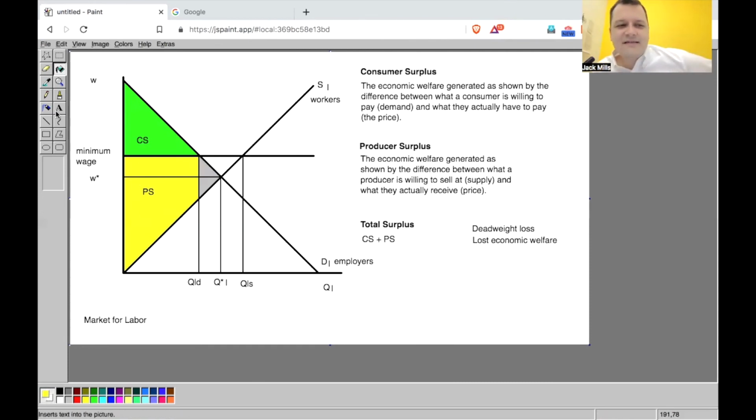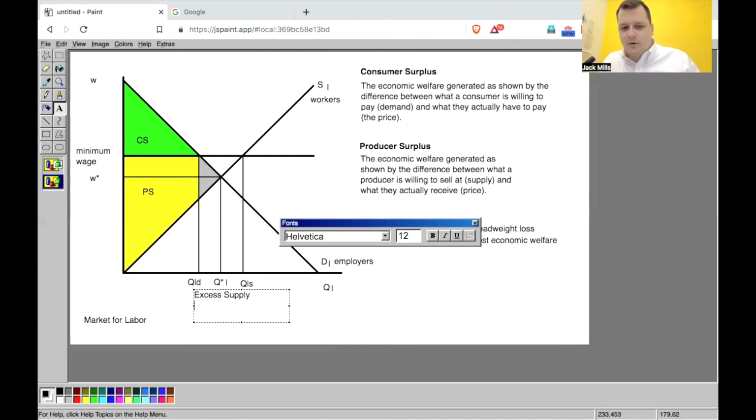Now, one last little thing I want to note, besides the fact that producer surplus increased, consumer surplus decreased, and there's been a total surplus loss, given the deadweight loss, I also want to notice this. Quantity of labor supplied is higher than the quantity of labor demanded. That difference right here, that is called excess supply. Or sometimes it's called a surplus, but we don't really want to call it surplus because it gets confusing with all these other types of surplus. It's surplus in a different sense.